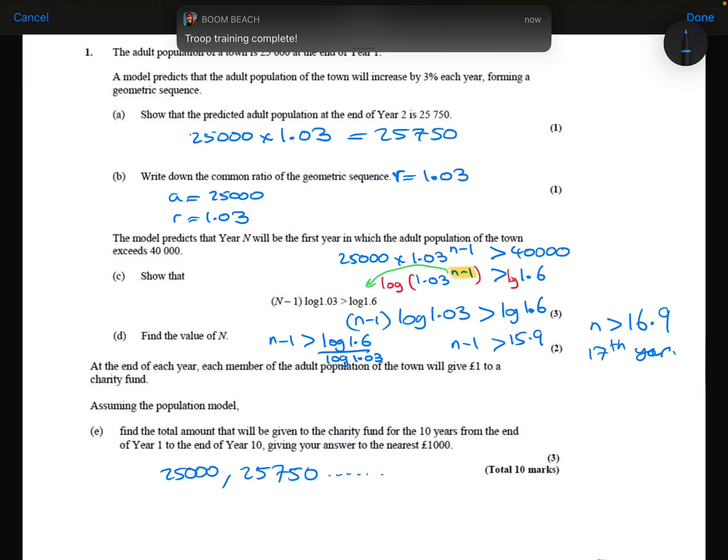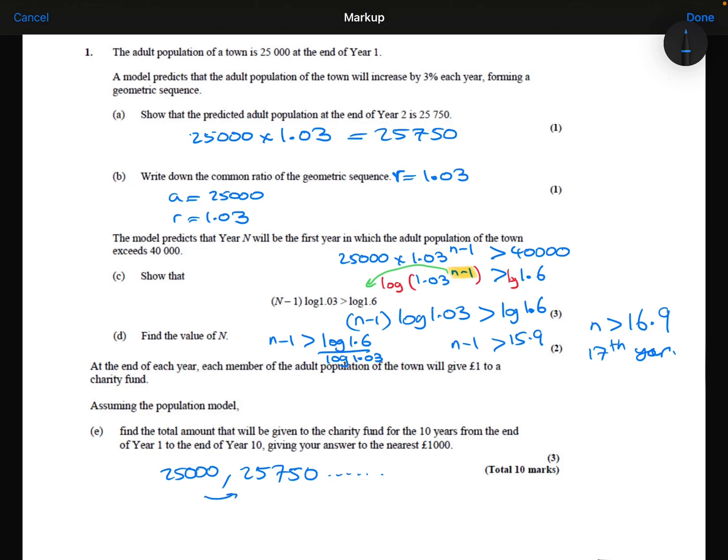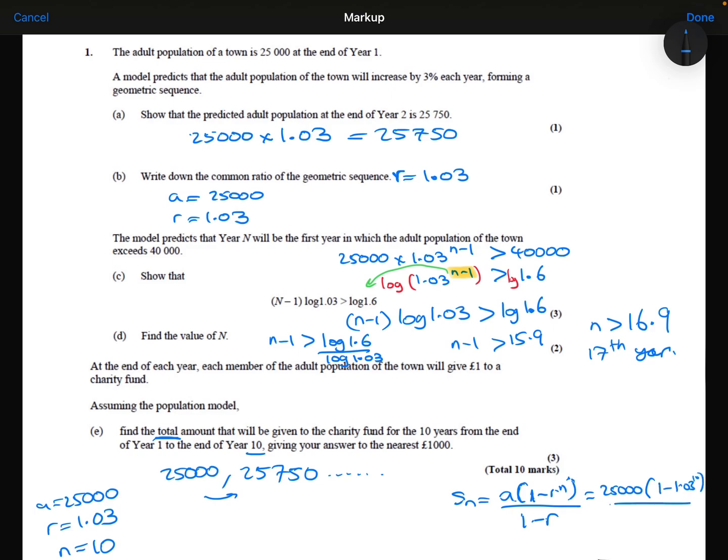So this is still the same sequence with first term 25,000 and the common ratio of 1.03. Just we want the sum, because we want the total amount in 10 years. So let's use our sum formula, that Sn equals a times 1 minus r to the power n, divided by 1 minus r, which will give us 25,000 times 1 minus 1.03 to the power 10, divided by 1 minus 1.03, which to the nearest £1,000 is £287,000.